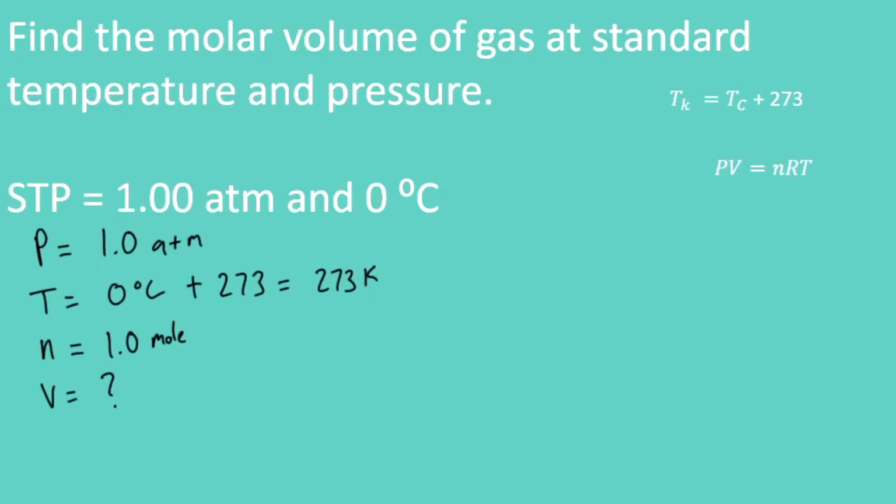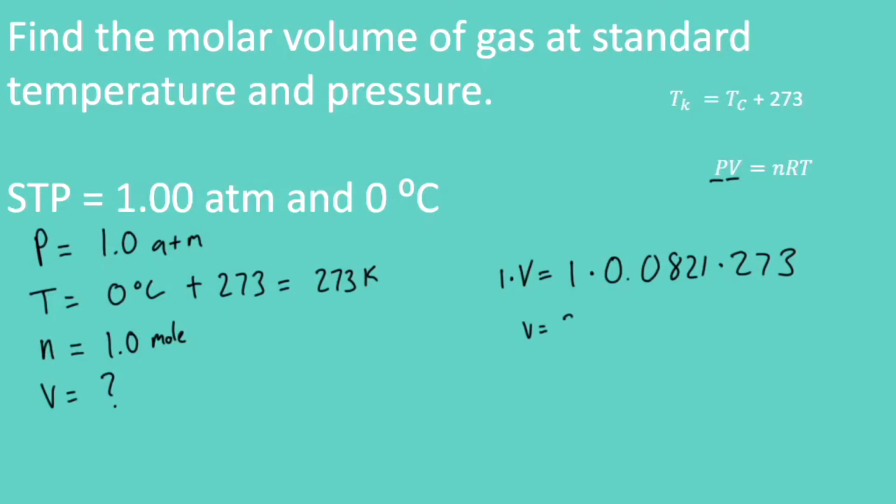Now let's solve for volume. We'll plug in our pressure, which is 1, and we'll multiply that by volume, which is our unknown, so that's V. So we plugged in P and V, and that's going to be equal to our moles, which again is 1, times our gas constant, which recall is 0.0821, times temperature, and our temperature is 273 Kelvin. Now we need to get volume by itself, but because it's multiplied by 1, it actually already is by itself. So volume is equal to 1 times 0.0821 times 273.